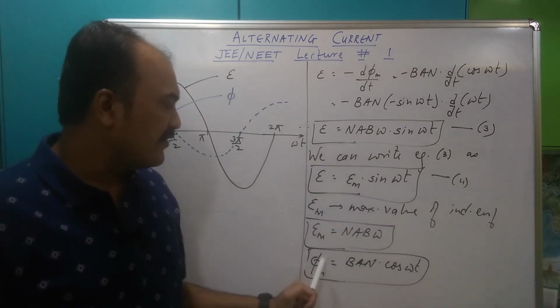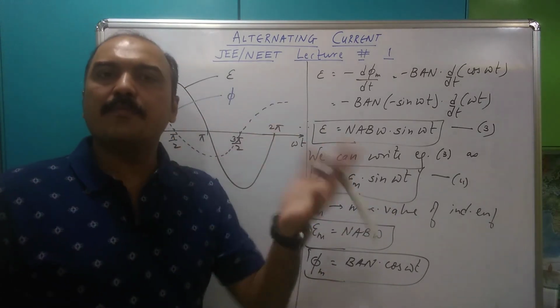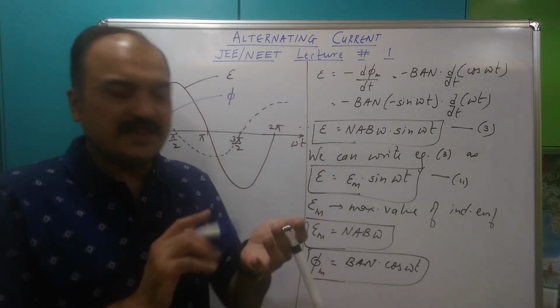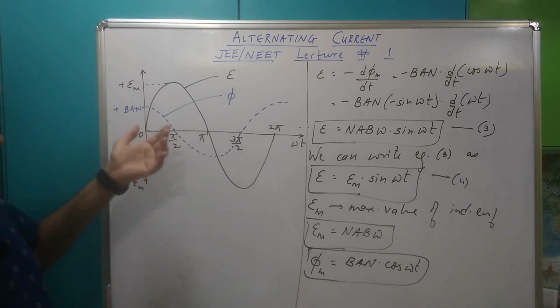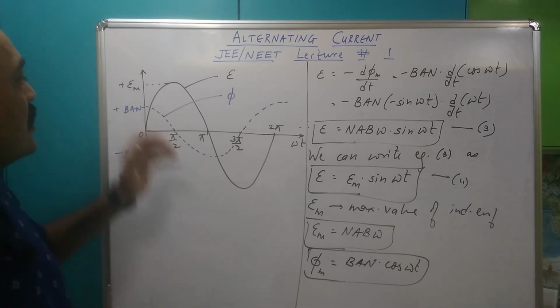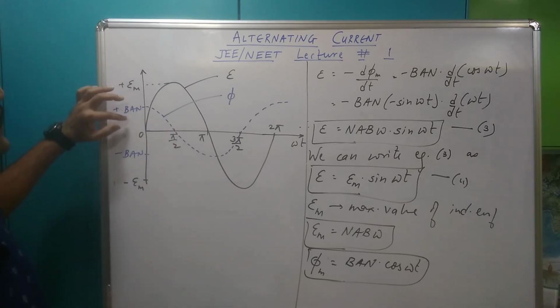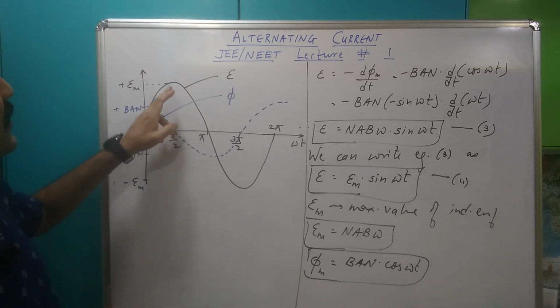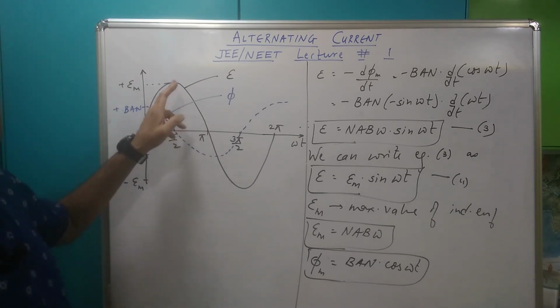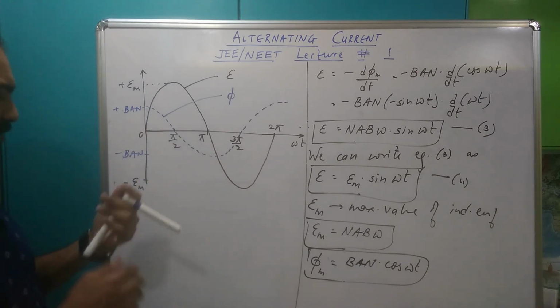EMF varying with sine, flux varying with cosine. They are both out of phase with each other by 90 degrees. So this is how the entire thing is rolling. So if flux is maximum, EMF is 0. And if flux is 0, EMF is maximum. This is how the entire thing will move.